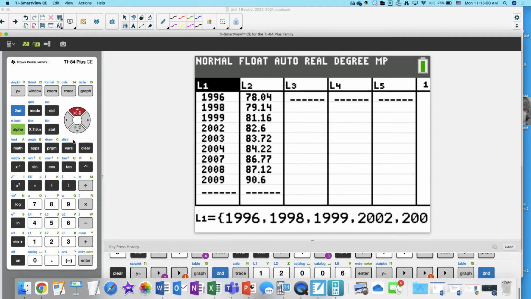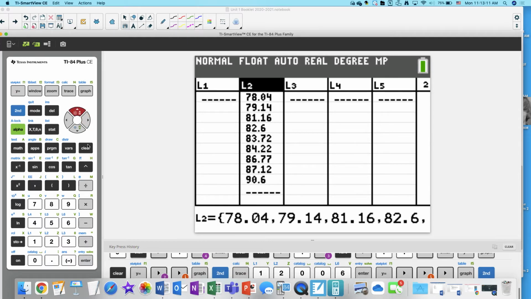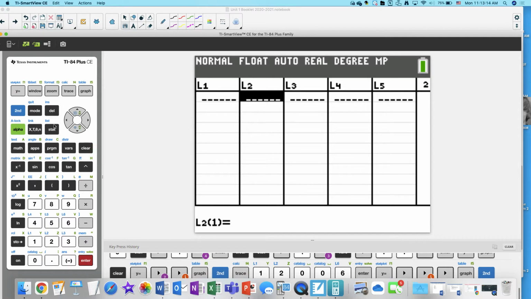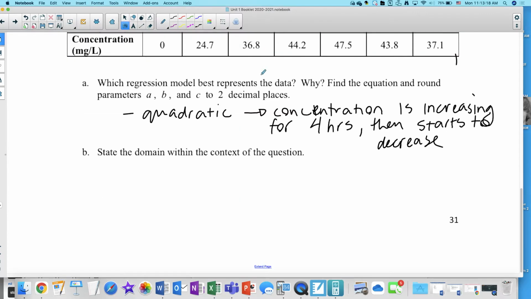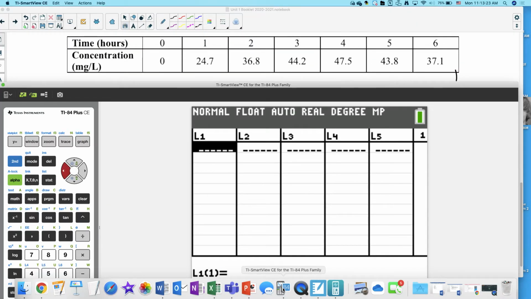Okay, and it looks like my time values go from 0 to 6. So 0, 1, 2, 3, 4, 5, 6. And then over to L2, my concentration values are 0, 24.7, 36.8, 44.2. So you guys do this with me, 47.5, 43.8, 37.1. I'm going to do it on the other calculator as well.